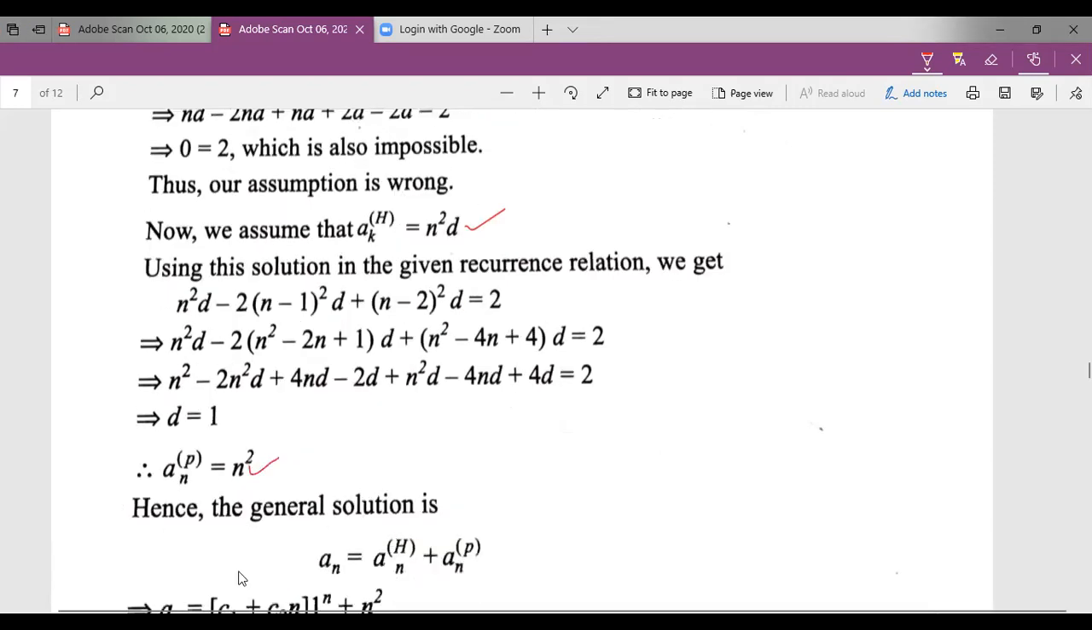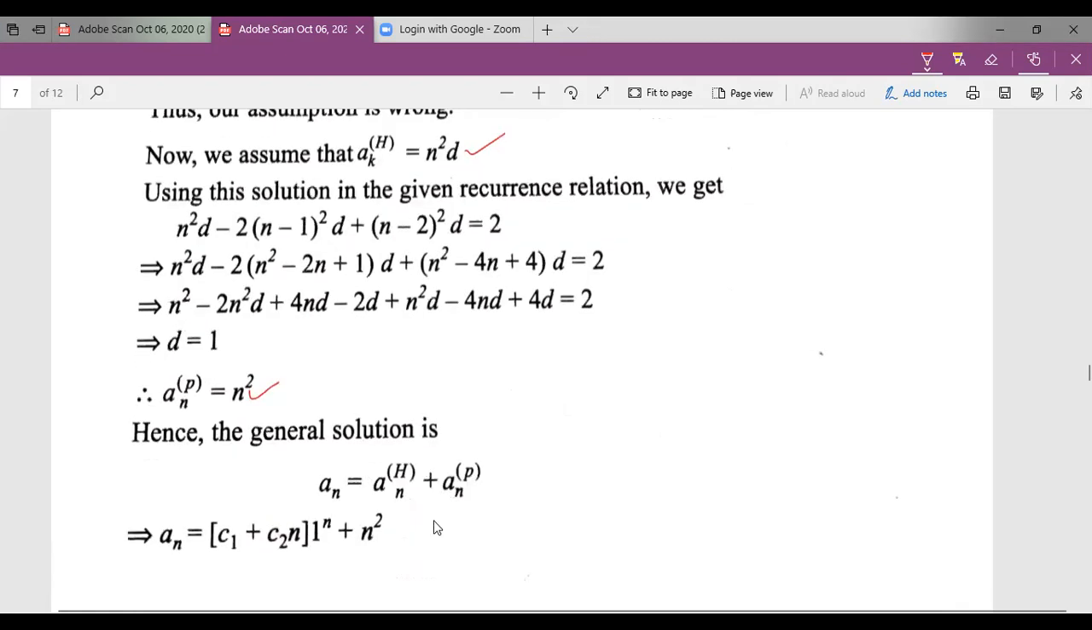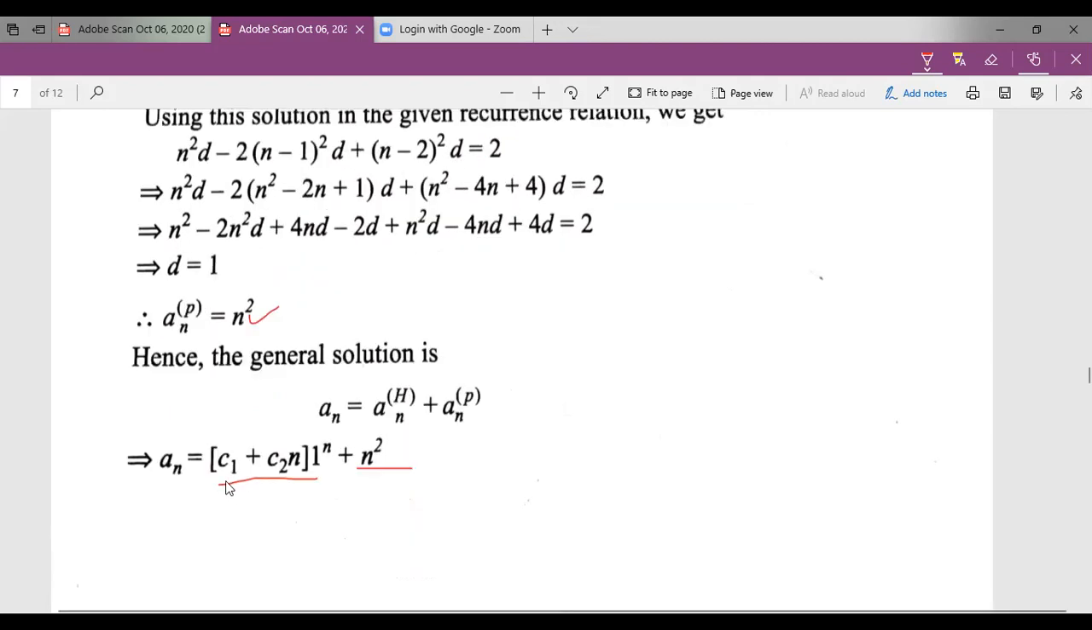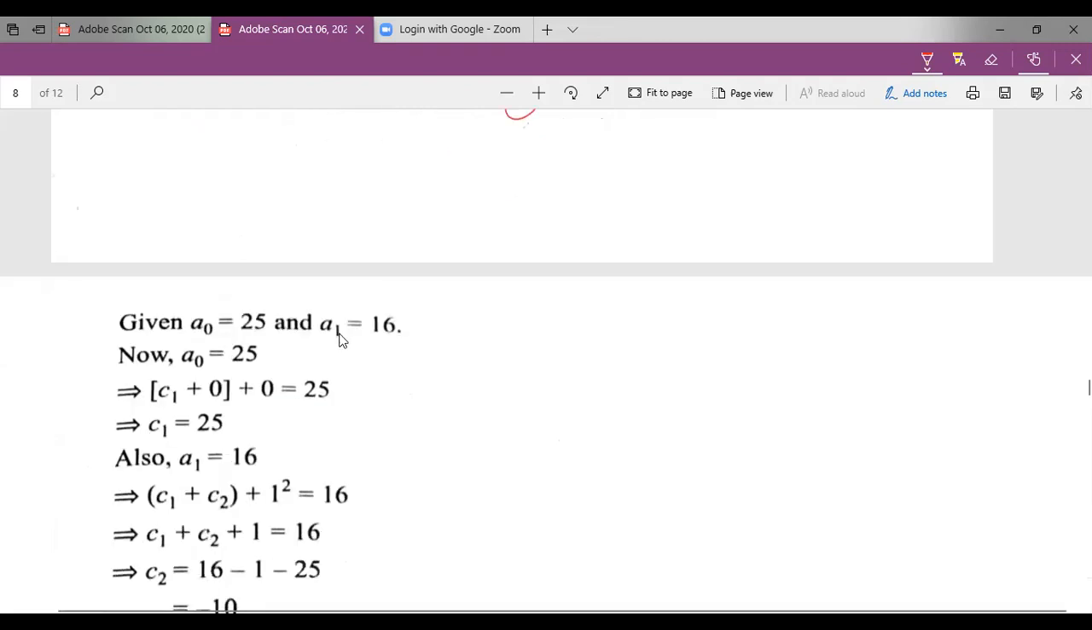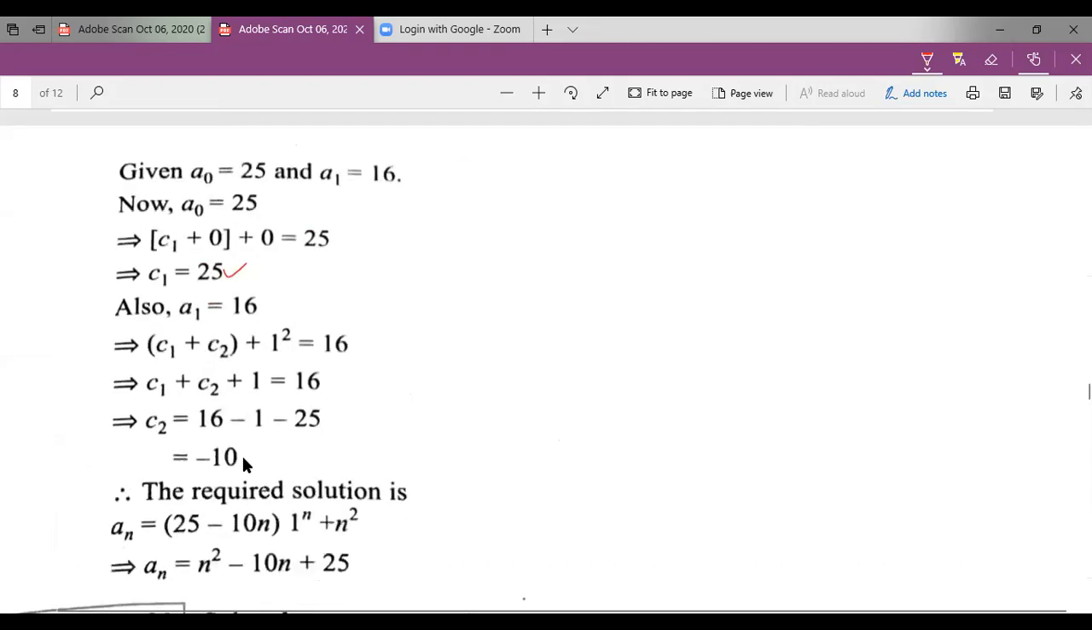So hence the general solution is a_n is equal to a_n^(h) plus a_n^(p). So a_n is equal to, this is the homogeneous solution and this is the particular solution, the sum of the homogeneous solution and particular solution. Now we find the C1 and C2 values using the initial conditions. So put n is equal to 0 in this equation. Given a_0 is equal to 25 and a_1 is equal to 16. So we put n is equal to 0, we get c1 is equal to 25, and we substitute this value, we get c2 is equal to minus 10.